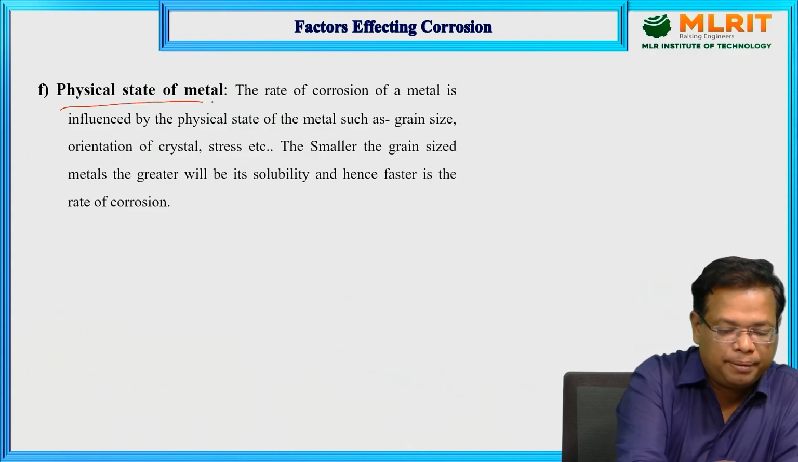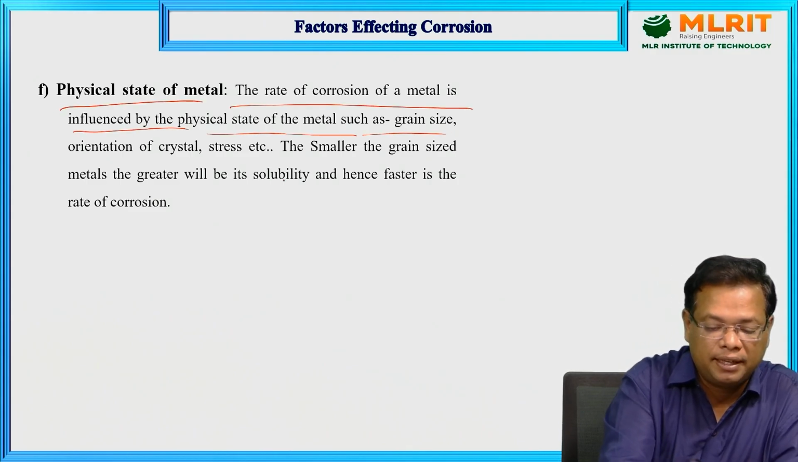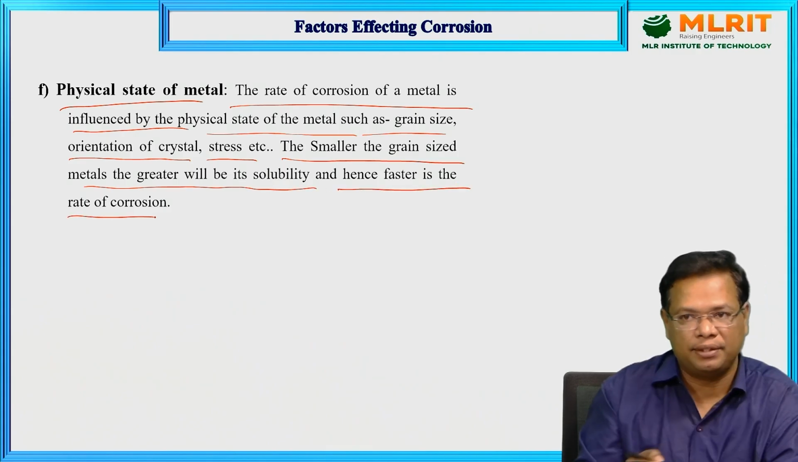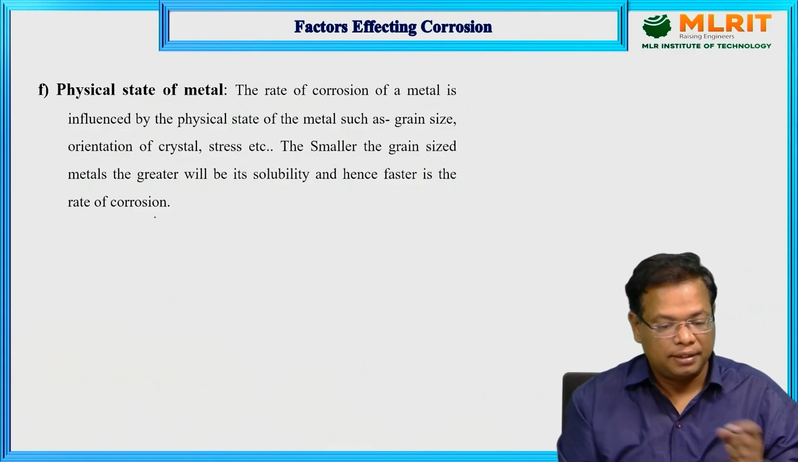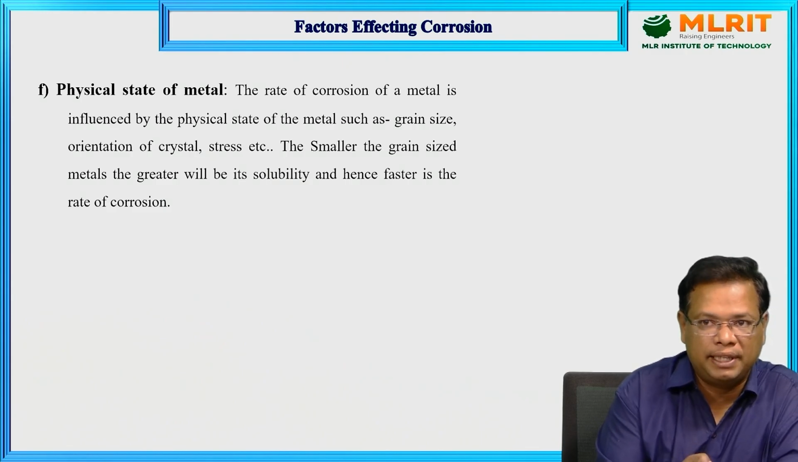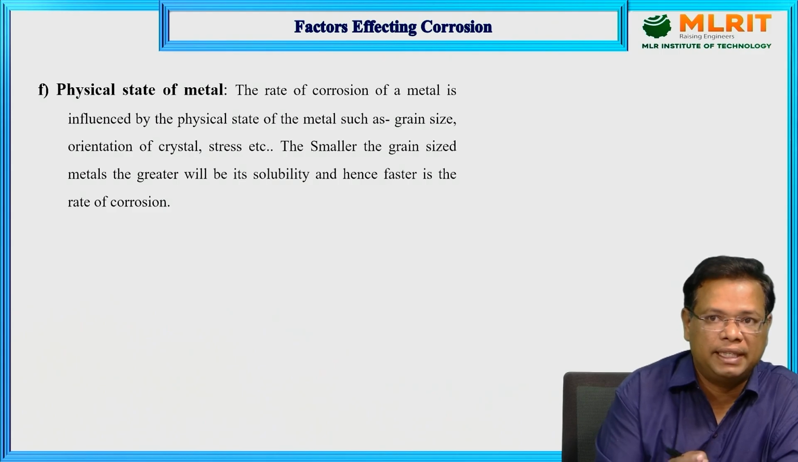Physical state of the metal. The rate of the corrosion of the metal is influenced by the physical state of the metal, such as grain size, orientation of the crystal, stress, etc. The smaller the grain size of the metal, the greater will be its solubility and hence faster the rate of the corrosion. Very simple: if the metal is in small grains, then it is very easy to remove the electrons from its surface, so it can corrode very easily.